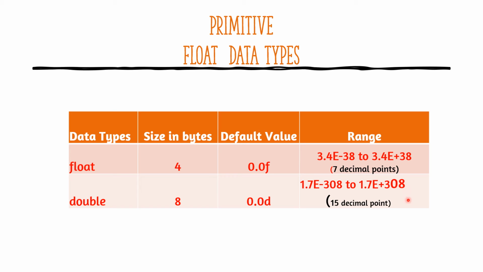Now the precision, that means how many digits can be there after the decimal point. If you declare a variable as float, 7 digits can be there after the decimal point. And if you declare a variable as double, 15 digits can be there after the decimal point. So the precision of double is 15 and float is 7.